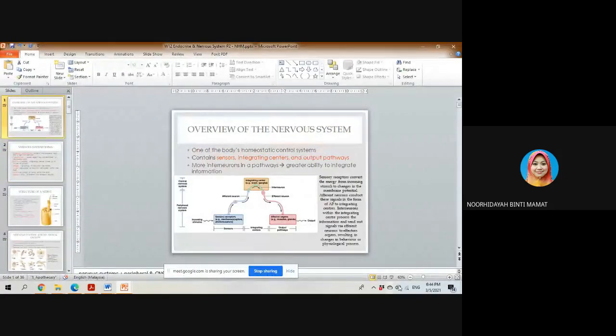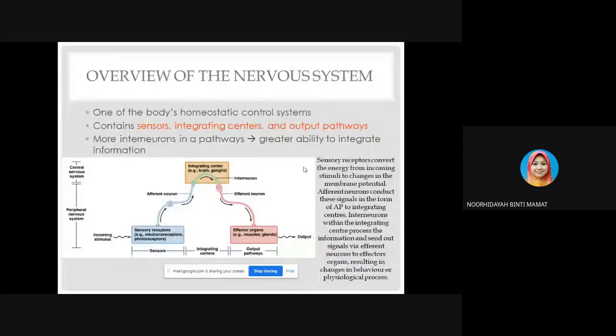So, the nervous system is one of the body's homeostatic control systems. It controls the body's homeostasis, and it consists of three parts. The first one is the sensor, the second one is the integrating center, and the third one is the output pathway. In the nervous system, if there are more interneurons in the pathway, there is a greater ability to integrate the information.